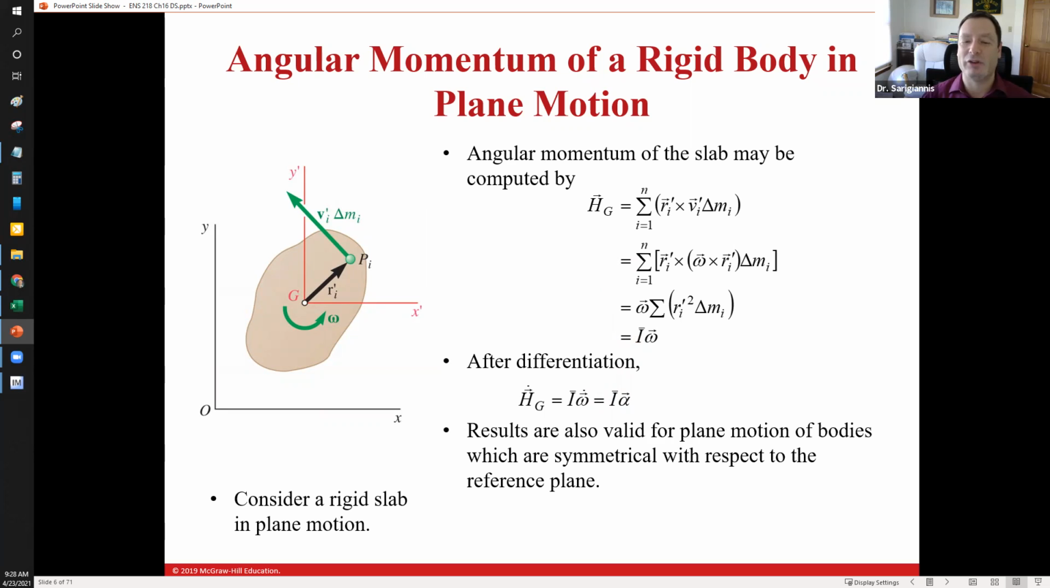This is what I was talking about with symmetry. This is not valid for asymmetric bodies or three-dimensional motion. And that makes sense, right? Because we're taking this rotation within a certain XY plane.